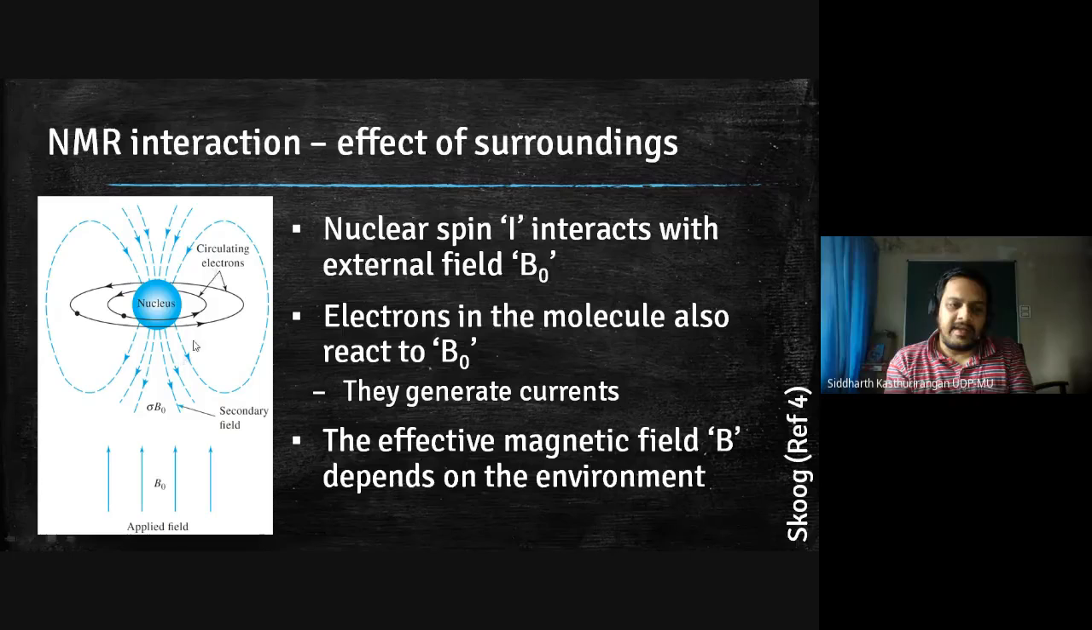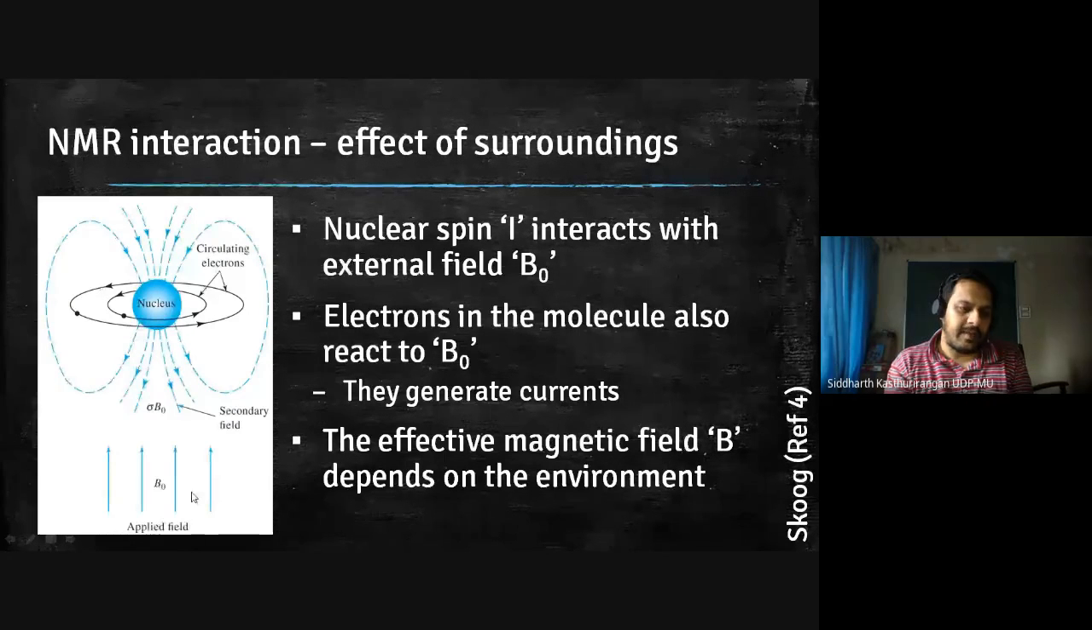Because in the vicinity of OH, the electron structure is different. In the vicinity of CH2, the electron structure is different. In the vicinity of CH3, the electron structure is different. And what happens when the electron structure is different? The applied magnetic field is in the up direction in this diagram, and that causes all the electrons which are already there, moving in their orbits, to cause a secondary current, and that secondary current can either assist or oppose this magnetic field by an amount which is given by sigma times B0, where sigma is some proportionality constant.